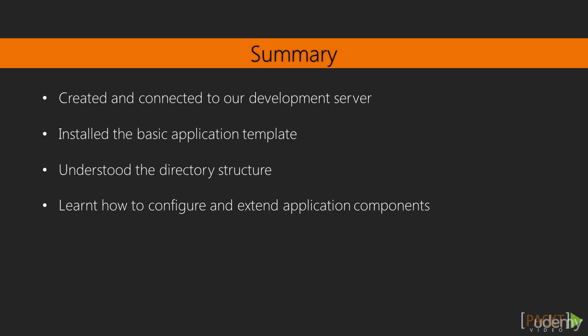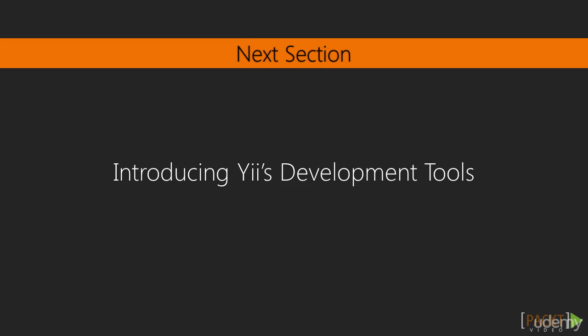That brings us to the end of the first section. We now understand how to configure Yii and its components, as well as extending them to add to or modify their default behavior. In this section, we also set up and connected to a virtual development server. We then configured that server and installed the Yii basic application template. Next, we took a closer look at the files and directories that make up the basic application template and learned how to use namespaces in Yii so that the autoloader can quickly find dependencies. In the next section, we will take a look at some of the tools that Yii 2 provides to greatly increase productivity during application development.